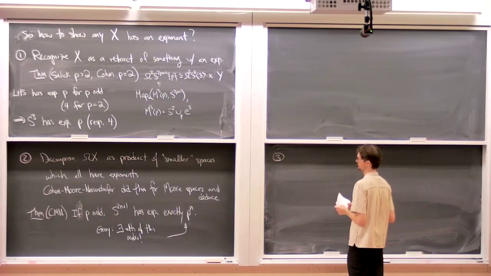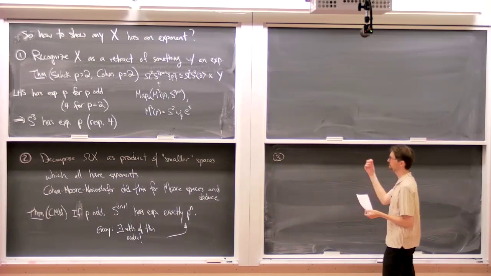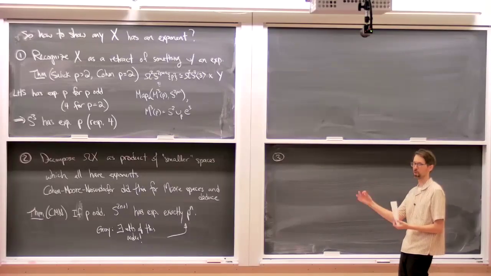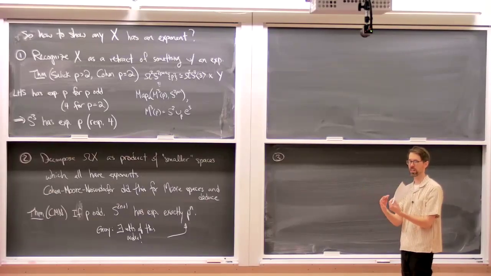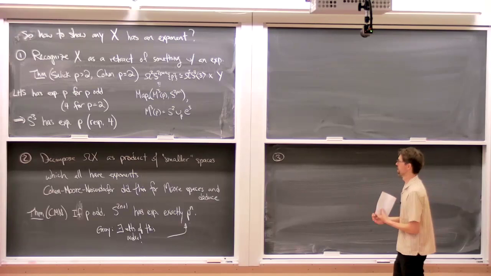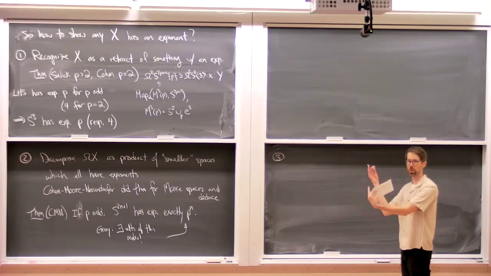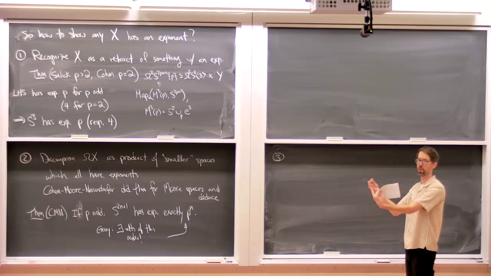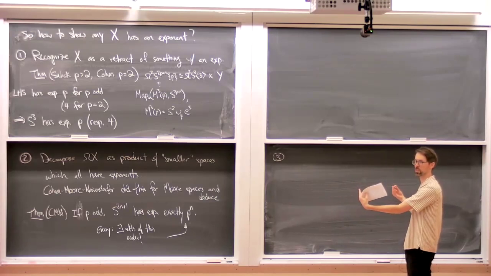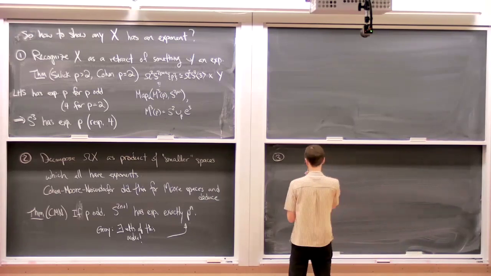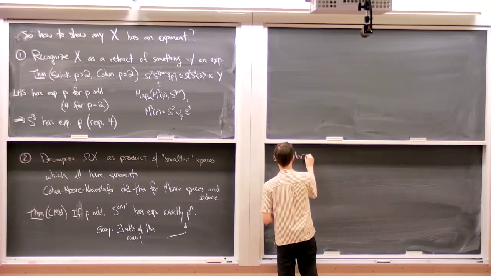Okay, so this third method is about trying to recognize your space as the orbit space by, say, a torus action or a finite group action, some group that doesn't really have any homotopy. Then you'd have a fibration going from this group to a space that you already know has an exponent, maybe, to the space you're interested in.